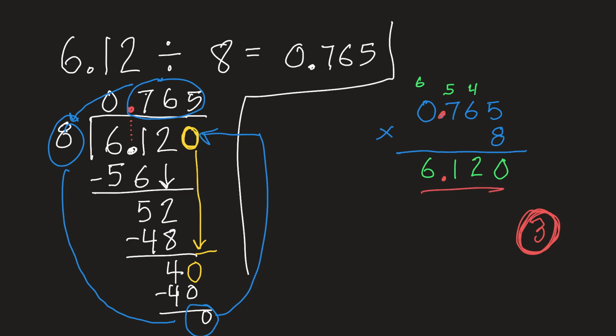But wait, there's more. 6.120. You have to look at it over here. Is it equal? They equal the same thing. So you know what that means? That means you ain't no dum-dum. You got it right. Want to try another one?